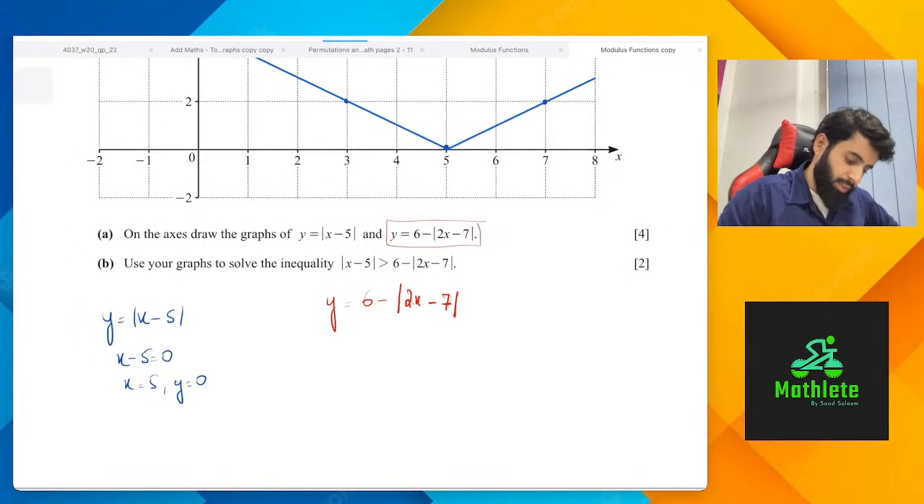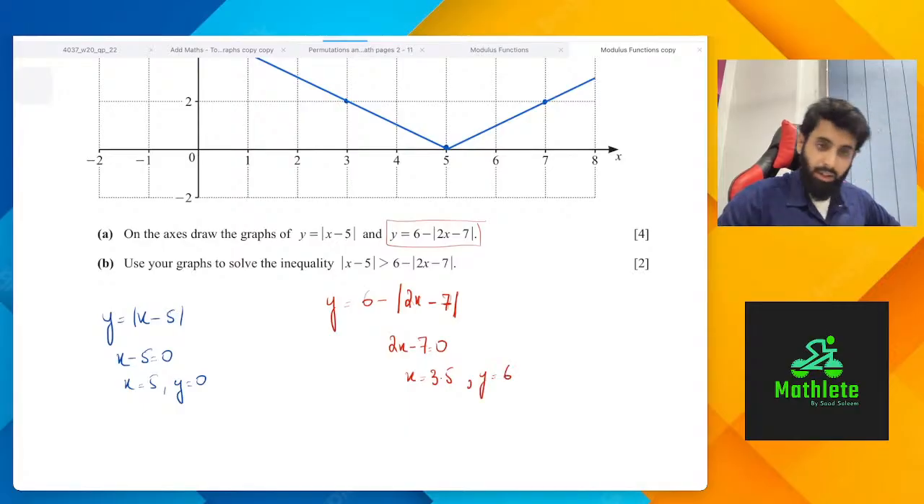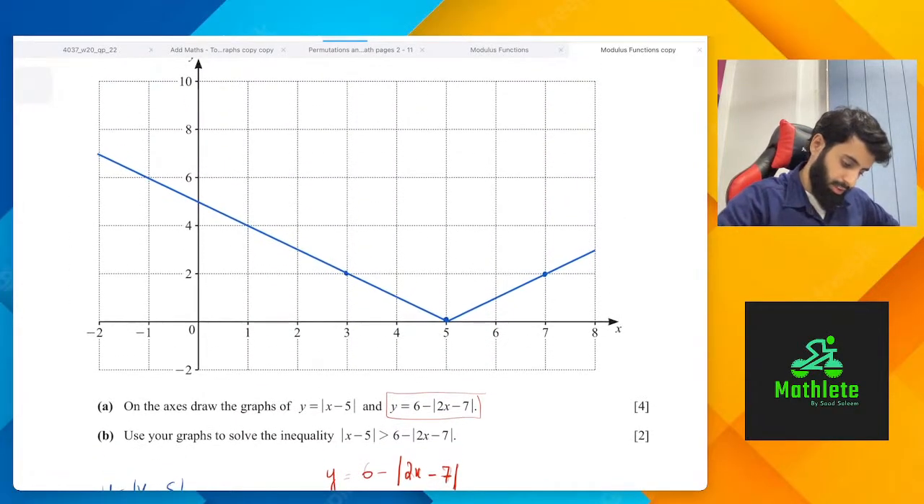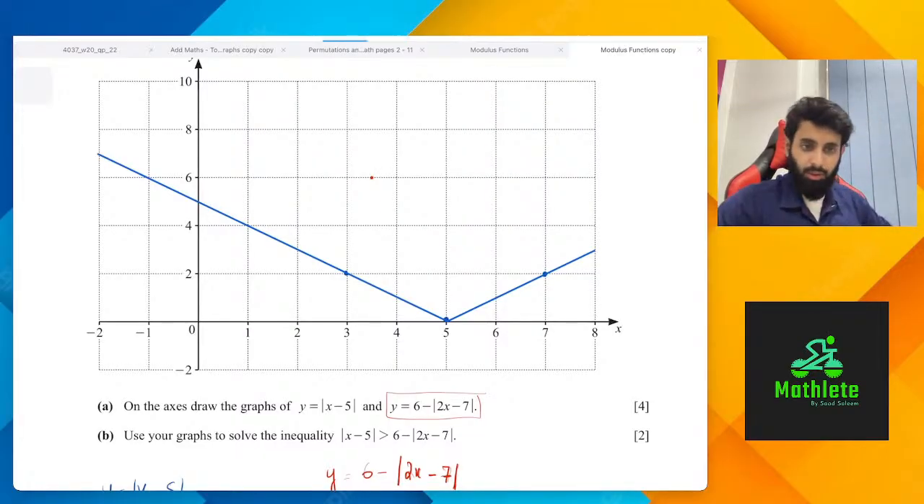Next thing is for this one you have to be slightly careful. 2x minus 7 equals 0, so x is going to be equal to 7 upon 2 or 3.5, but when you plug the value back into the equation, you're going to get y equals 6. Okay, so 3.5 and y is 6, so that means that's going to be somewhere over here, in between 3 and 4. This is 3.5 and 6 is going to be over here.